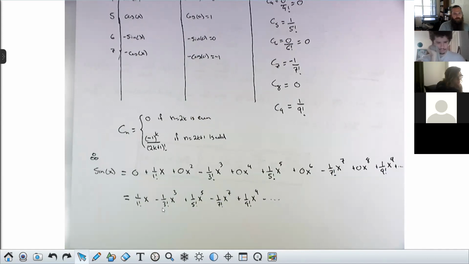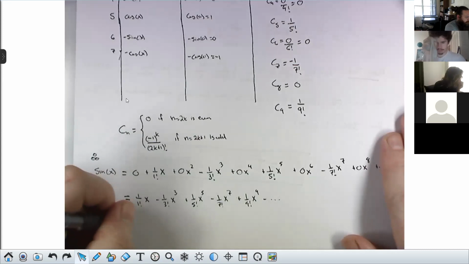What does this remind you of? What other power series looks a lot like this? Imagine the factorials aren't there. What power series would this be without the factorials? The alternating harmonic series, but just the odd parts and with x's. It's arctan. If you took away the factorials, this would be the same as the series for arctan of x.